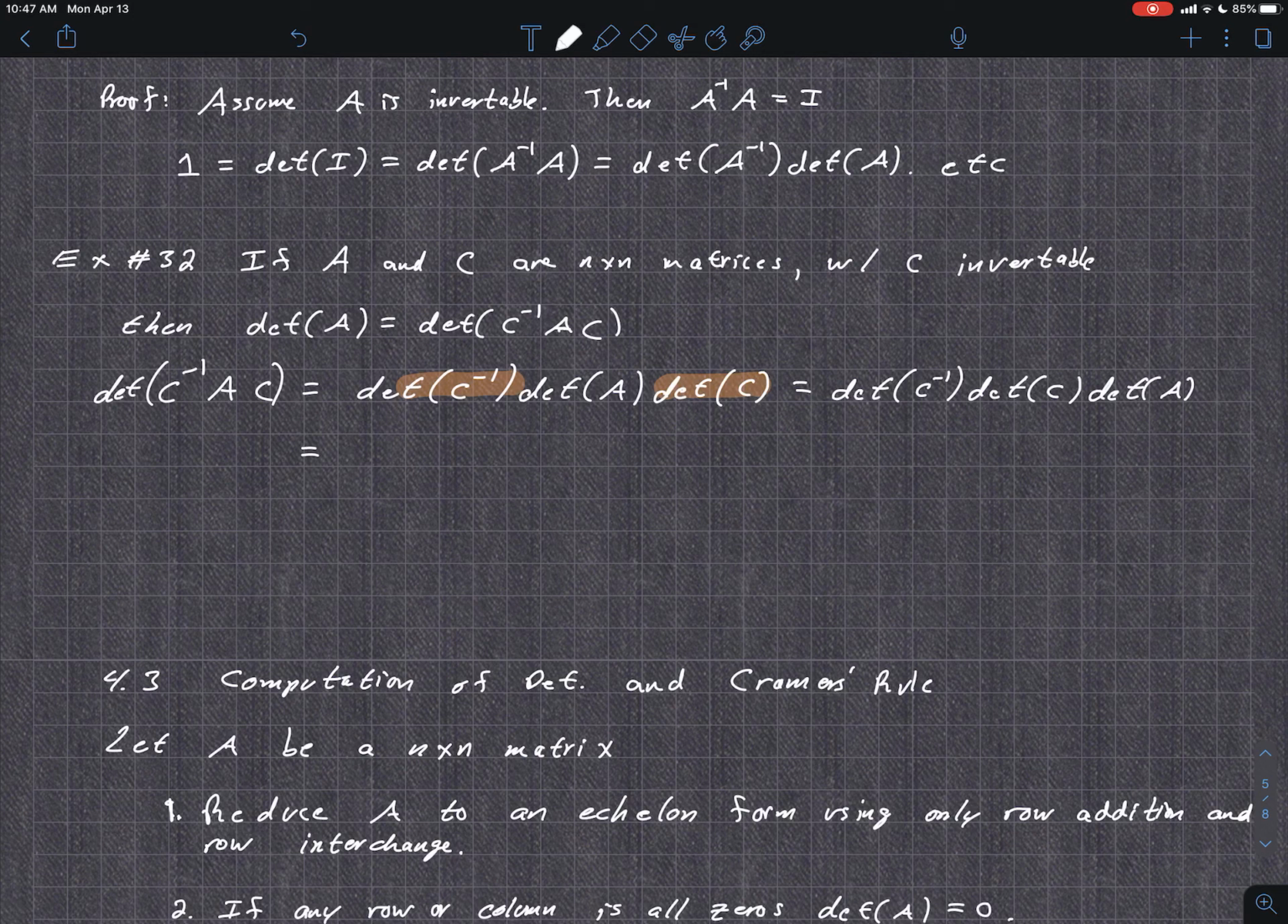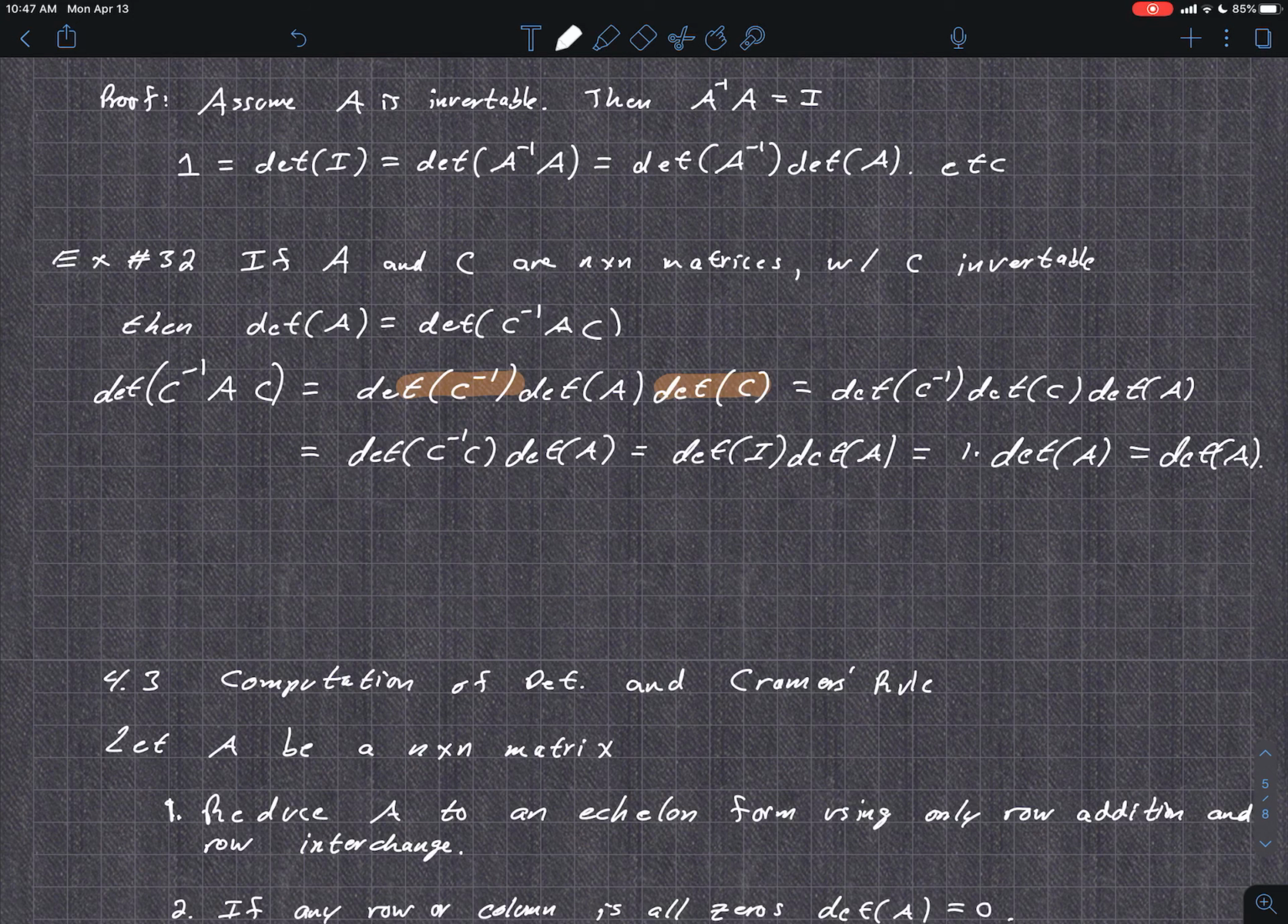Now you go back, and that's determinant C inverse C, determinant of A. But determinant of C inverse C, which we know exists, right, is I. So that's determinant of the identity matrix, determinant of A. And we know the determinant of identity matrix is just 1. Product of diagonals, if you want to think of it like that.